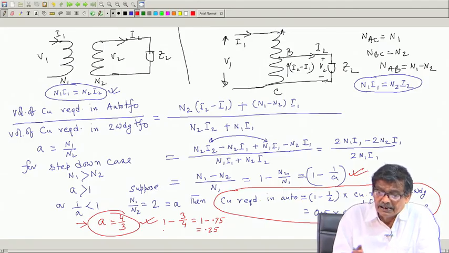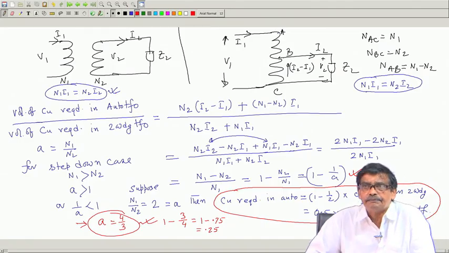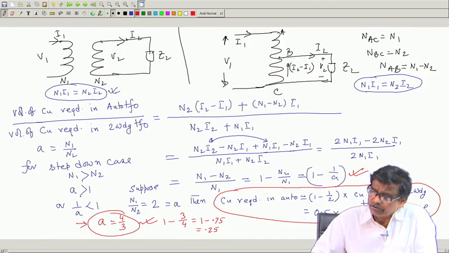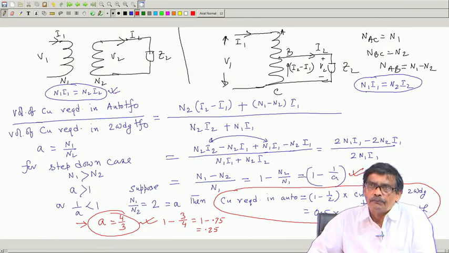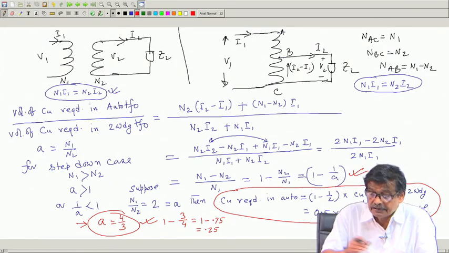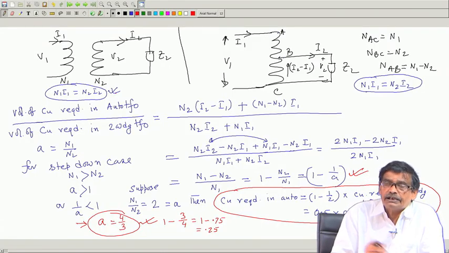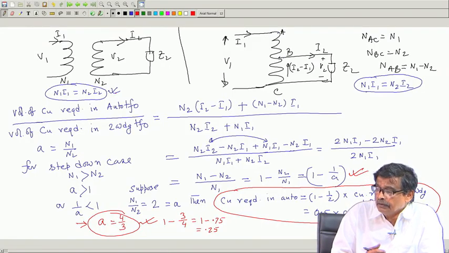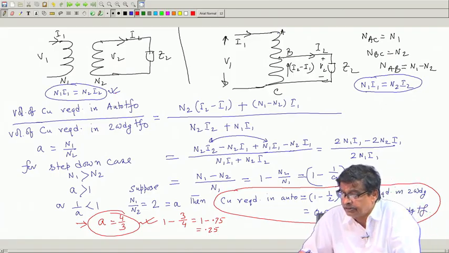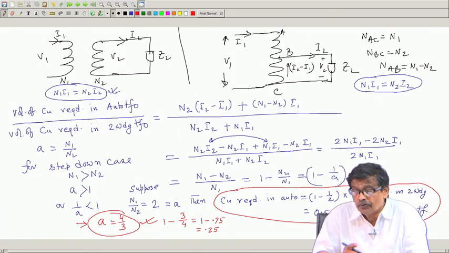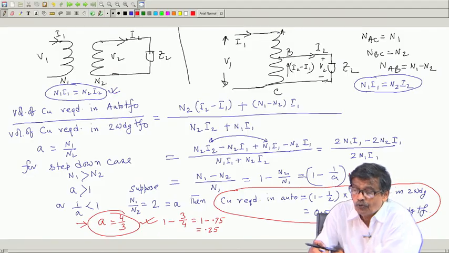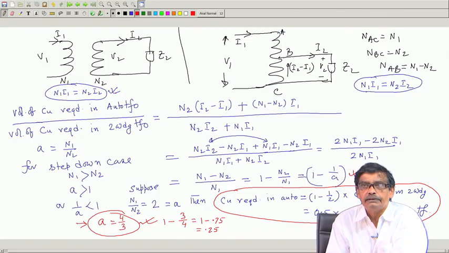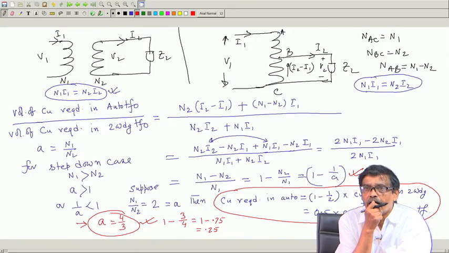What is the value of A? A is greater than 1 here, is it not? Therefore, it looks like savings of copper will be there in an auto transformer compared to a two winding transformer of the same kVA and same voltage ratios. Therefore, this exercise prompts me, look, whenever you want to use a transformer, out of these two always go for auto transformer, because savings are there. That is what we get.